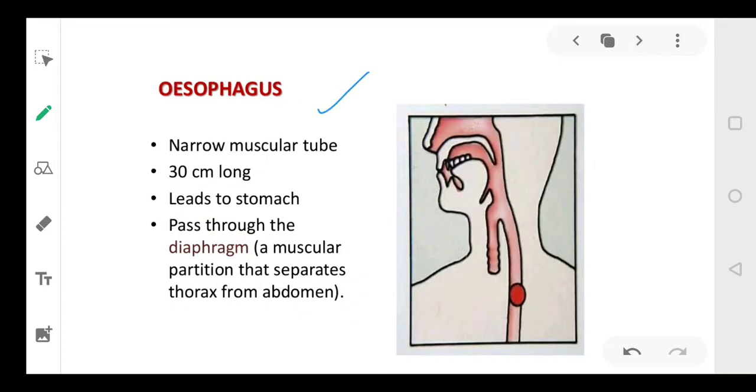Esophagus, now that is your food pipe. This is your food pipe. Okay, so from pharynx the food will go into the food pipe. So this is a narrow muscular tube and it leads the food to the stomach.